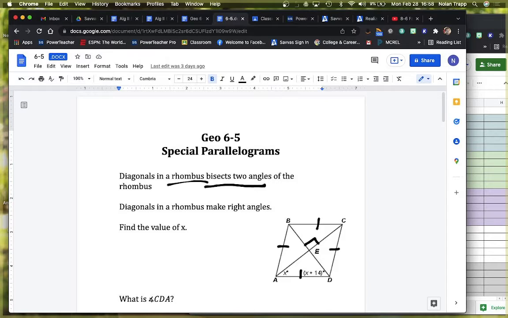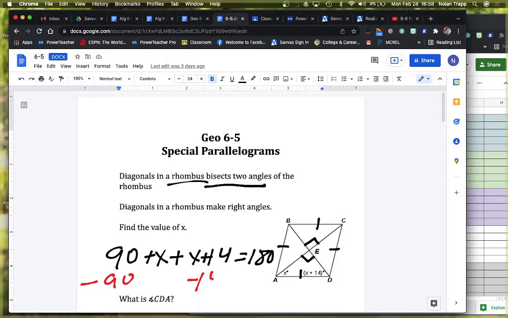Also, this has to be a 90-degree angle for it to be a rhombus. So, assuming this is a rhombus, we would know that this is 90. We would know 90 plus x plus 14 equals 180. I'm going to minus 90 and minus 14 at the same time, which hopefully you all understand is 104. That is 2x, which would equal 76. If we divide that by 2, that is 38, so x equals 38.